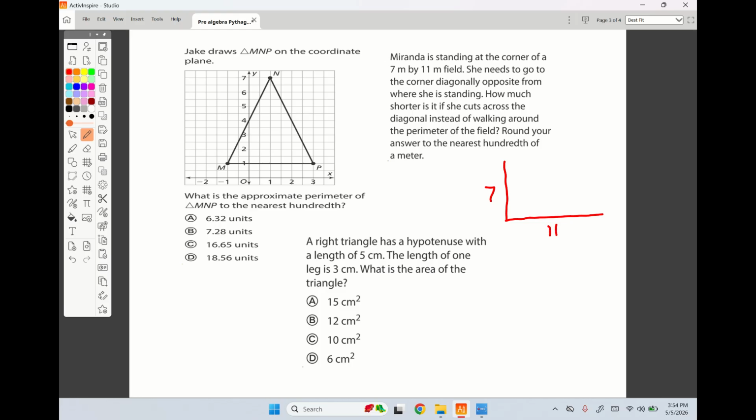So let's set it up. 7 squared plus 11 squared equals c squared. That's 49 plus 121. Square root of it. And get 13.03, let's say 13. So now we just subtract 18 minus 13 will be 5 meters shorter.